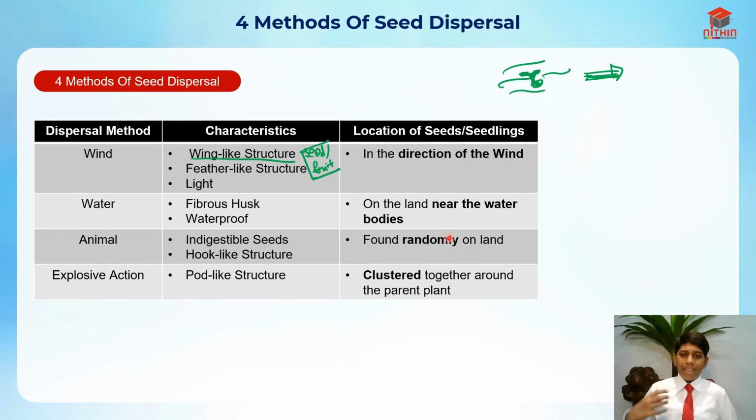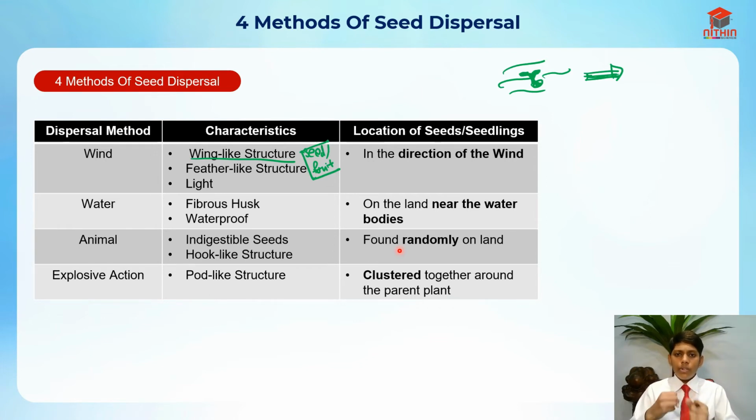Yeah. And lastly, we have explosive action, and this, I might say, is the worst of them all, because it is clustered so closely to the parent plant. So basically it has a pod-like structure for characteristics. Basically when it's really ripe, it will actually explode, but you can't write explode in the exam. So it's an exploding action.